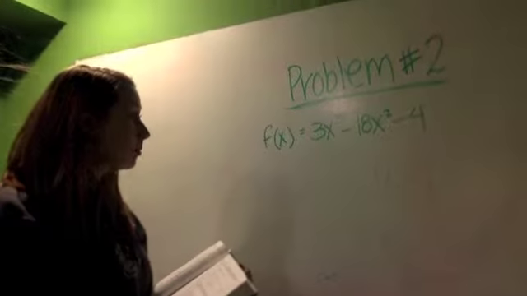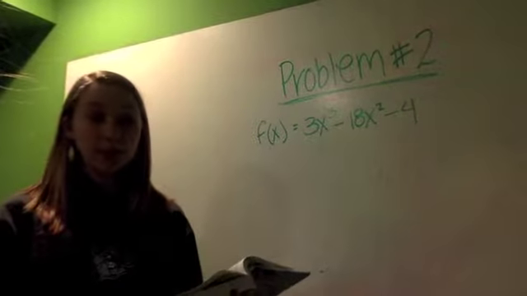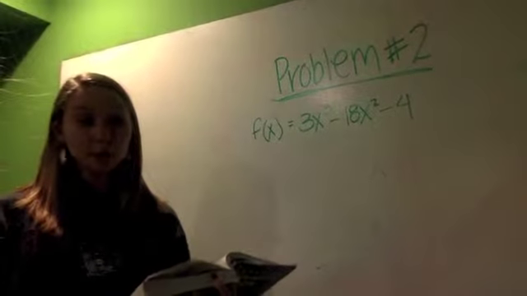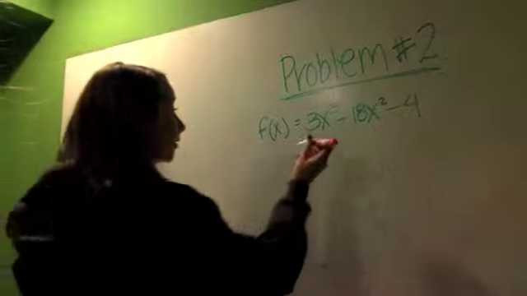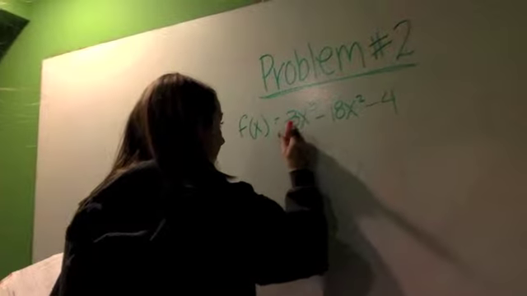Okay, so for problem number 2, we're going to find the critical points, the maximum, the minimum, and the point of inflection. So first, we have to start with the critical points. So you just find the derivative, again, like we did in the last problem.